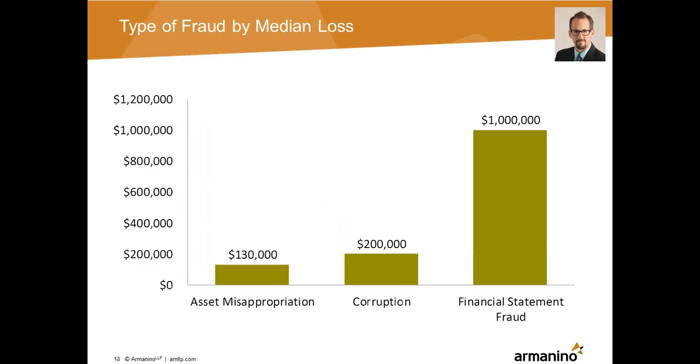And here we can see, similar to the slide we had a couple slides back, where the average loss this year in this study for financial statement fraud is $1 million. Asset misappropriation is only 130,000, but only 130,000. I'm sure the listeners on the line here would not want their organizations to have that type of loss. That can be crippling to most small organizations, which make up most of the population here on the call.